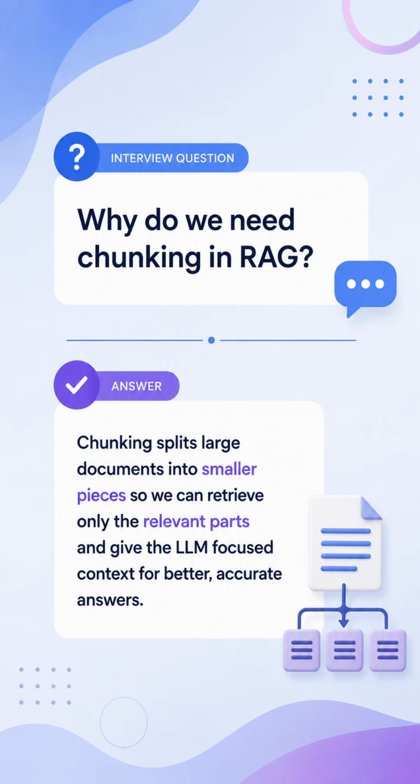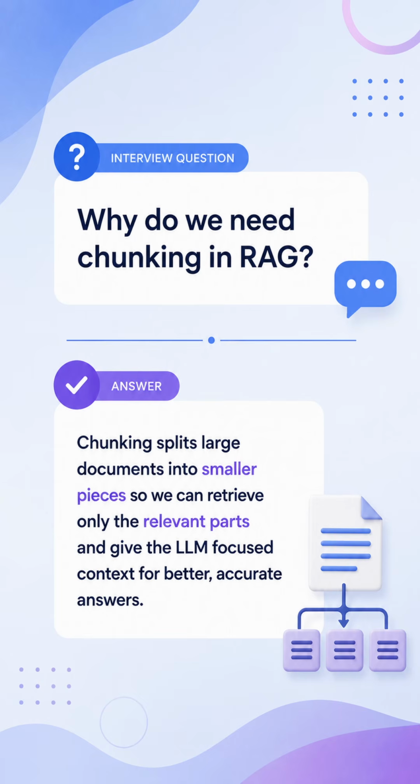For example, imagine a 100-page employee handbook containing leave policies, insurance details, remote work guidelines, and expense reimbursement. If we store the entire handbook as a single embedding and a user asks, "What is the work from home policy?" the vector database retrieves the entire handbook. The LLM then has to process a lot of irrelevant information, making the response less accurate and increasing token usage.